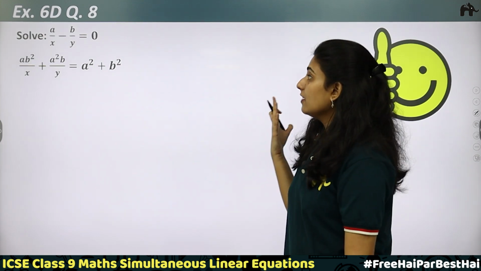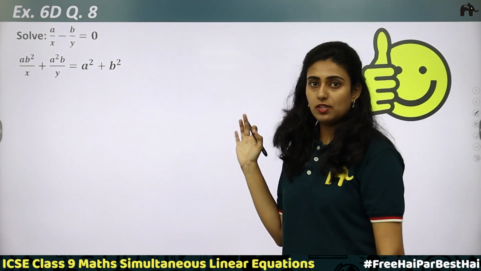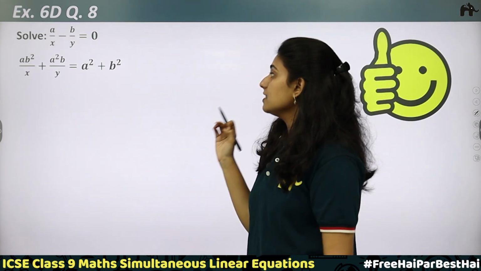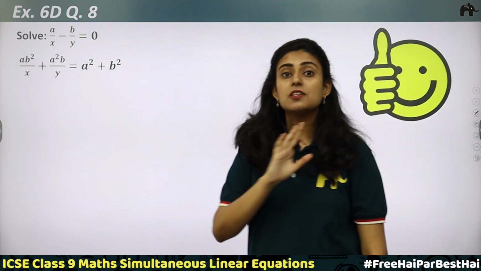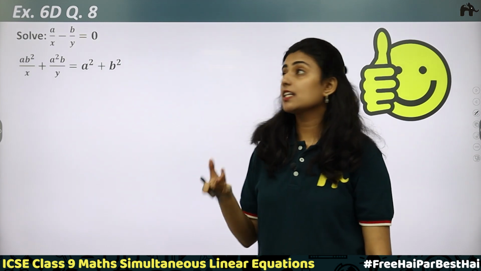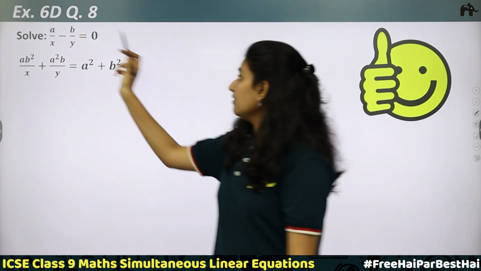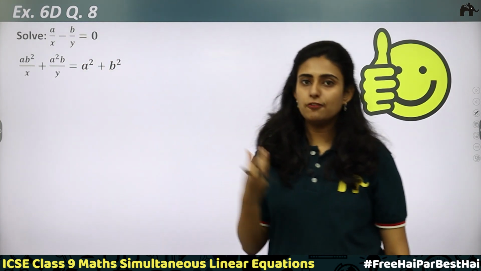Question number 8 of exercise 6D. Solve a by x minus b by y is equal to 0, ab square by x plus a square b by y is equal to a square plus b square. So, when you check this equation, you will understand there are no numbers. We have to find the values of x and y, which are the variables in the linear equation in two variables. Okay, here we have a and b. So, you will be getting x and y in terms of a and b.